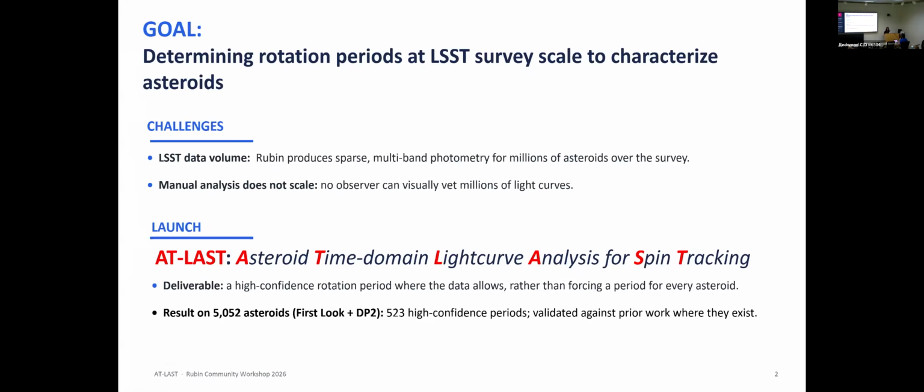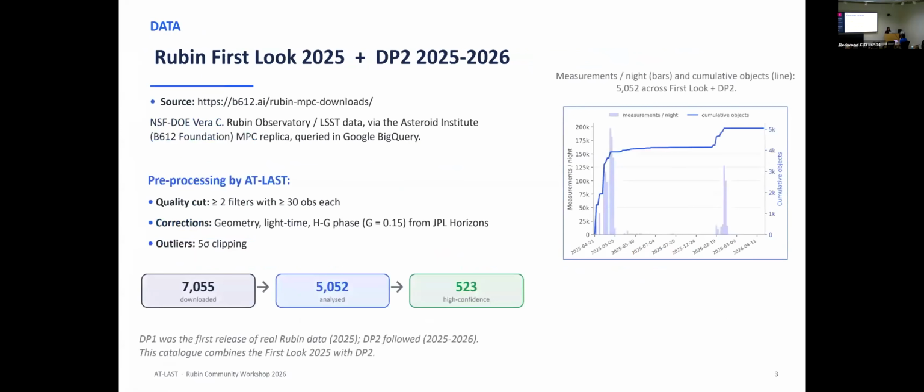So that's why I created Atlas, Asteroid Time Domain Light Curve Analysis for Spin tracking. What I did is I looked for asteroids where we had enough good data to reliably find these asteroid rotation periods, and through there, looked for high confidence periods. So far, I've tested it on the First Look data as well as data from the DP2.